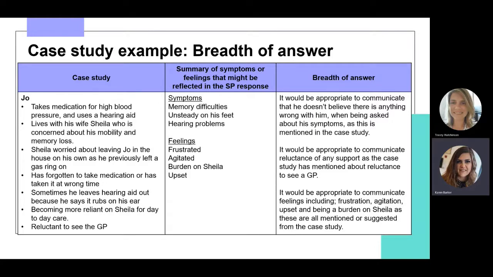It would be appropriate to communicate reluctance of any support, as the case study has mentioned reluctance to see a GP. It would also be appropriate to communicate feelings, including frustration, agitation, upset, and being a burden on Sheila. These are all mentioned or suggested from the case study.